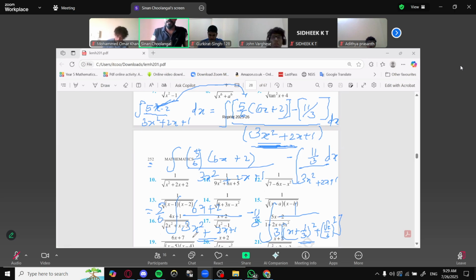Unknowingly, if you check the denominator, the derivative of 3x square is 6x, which came on the top. And the derivative of 2x is nothing but 2, which came on the top. That is the power of that first step.